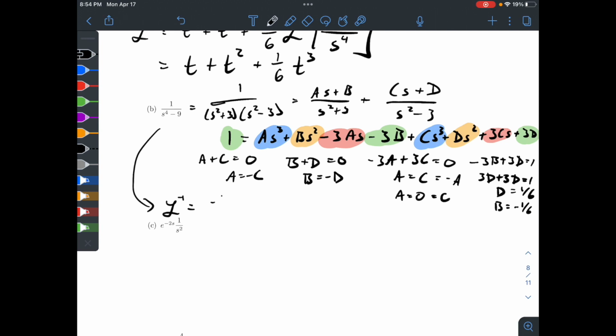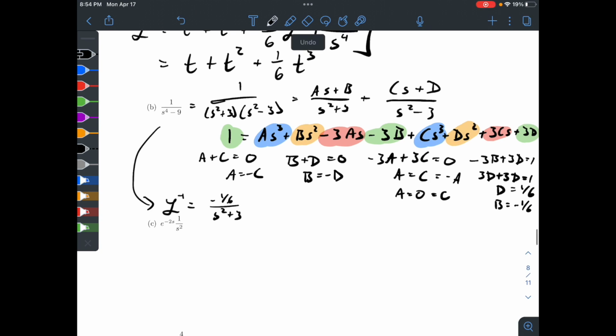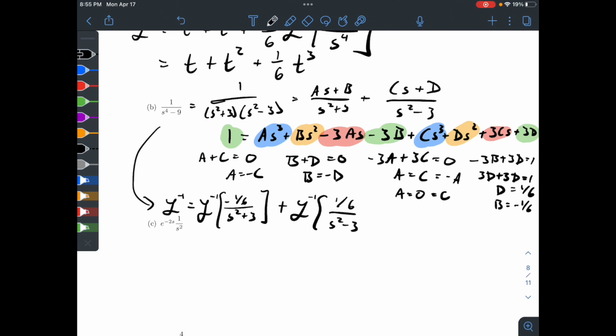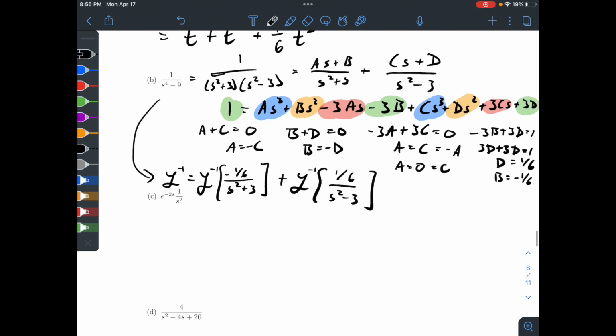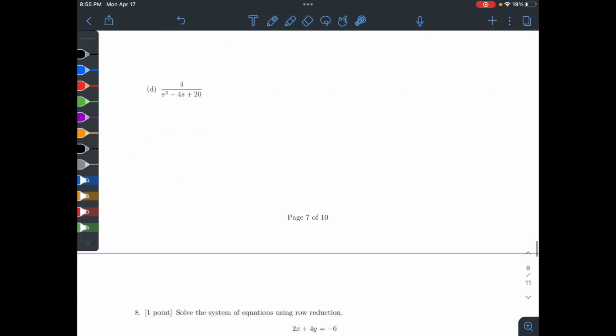So L inverse of that is equal to, okay, as plus b. So b is negative 1 over 6 for s squared plus 3. And then plus, sorry, I should say L inverse of that, and then plus L inverse of cs plus d. d is 1 over 6. Okay, cool. So we get negative 1 over 6 times L inverse of 1 over s squared plus 3.